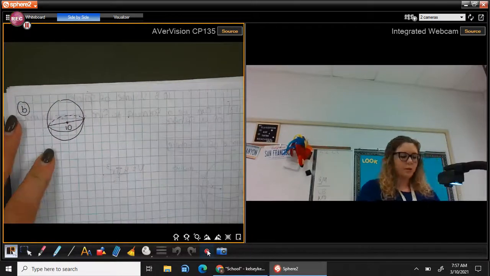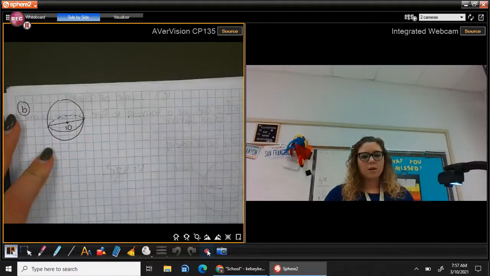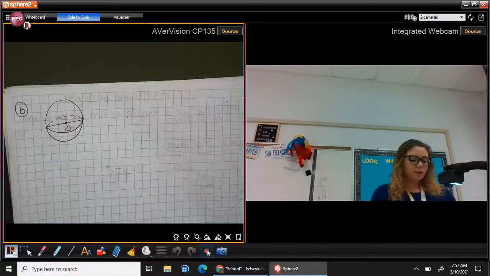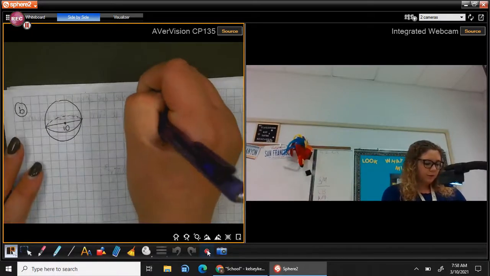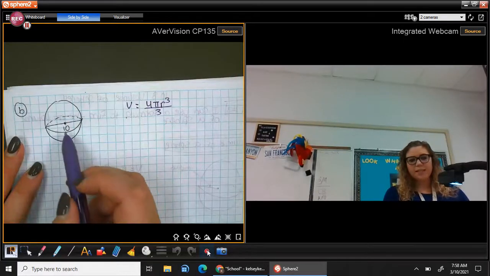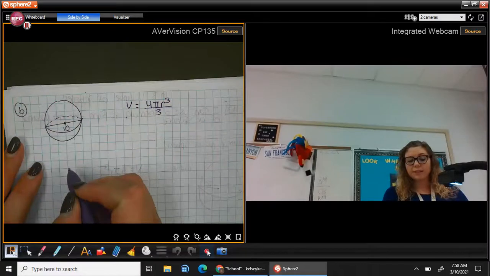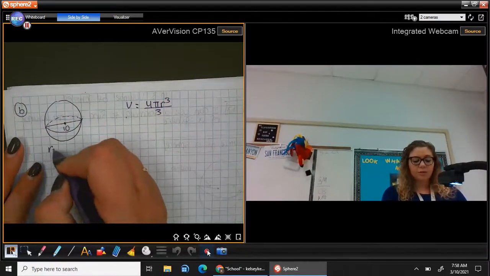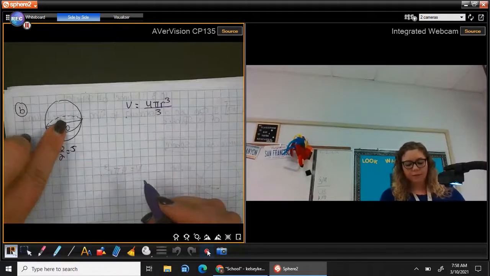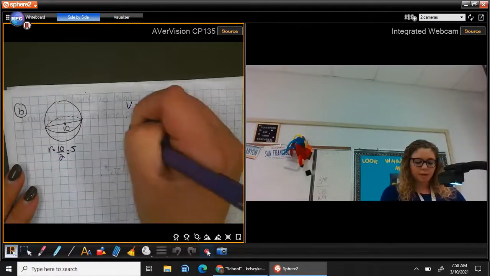So let's do this one. Okay, again, you try to find a volume, and it's a sphere. So you're going to write out your formula. V equals 4 pi r cubed over 3. So this time, this is the diameter. How do I find my radius? You're going to divide by 2, which is 5. It's half of that. So I'm going to plug in 5 in for r.